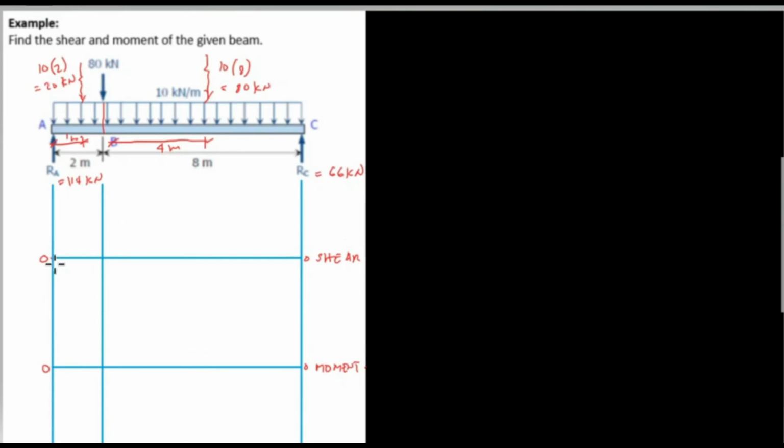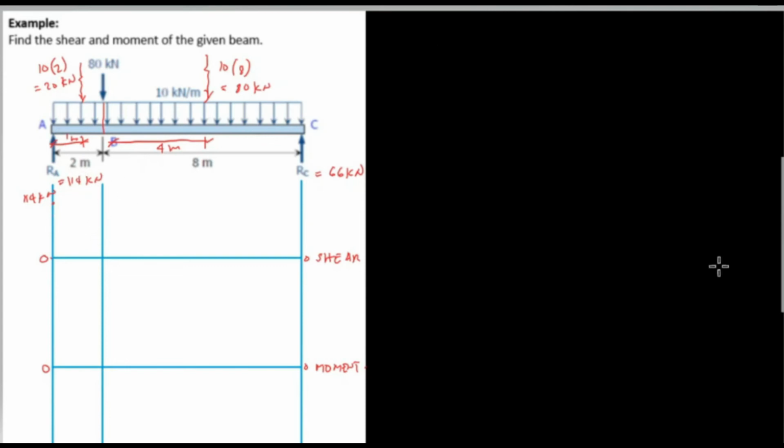We start at 0 to the left, and from point A, we have a reaction A, which is 114 kilonewton, and it is upward. So the direction is from 0 up to 114. And this is, for example, 114 based on the graph, and this is RA. Then, from A to B, we have a uniform load, and the resultant is 20 kilonewton, which means downward direction.